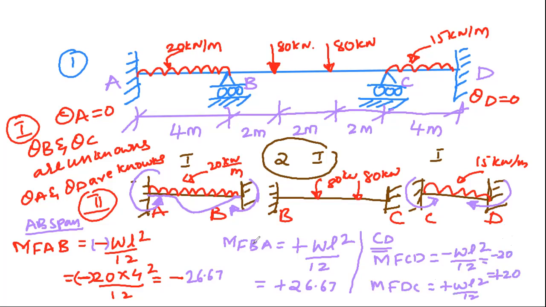And what most of us will do is we'll forget to write the units. So what are the units over here? It is a moment, kilonewton meter. This is also kilonewton meter, and this is also kilonewton meter, and this is also kilonewton meter. So this is the procedure to calculate the fixed end moments when the load is a full UDL throughout its span and when both ends are fixed.